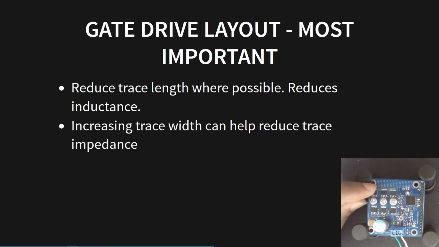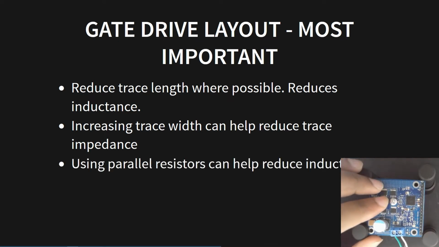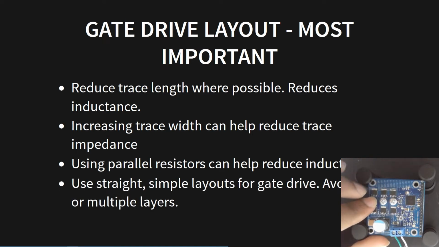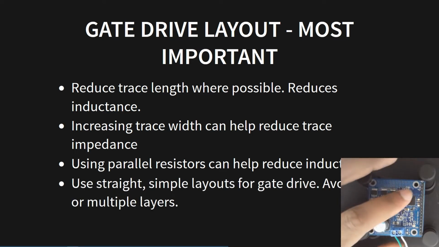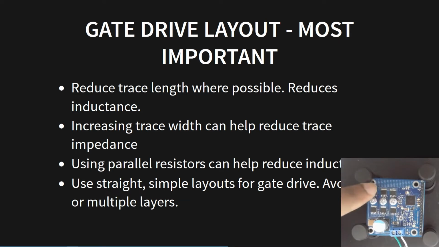I could also increase the trace width, which can help reduce trace impedance. The bigger the width, the less the resistance, and the less resistance, the better. And if I want to reduce the inductance, I could also add resistors in parallel, and there are resistors in series, and you could also add resistors in parallel. And you could also use a straight and simple layout for gate drives. You want to avoid vias, and here there are a couple of vias going from one layer to another layer in order for me to connect from the pre-driver to the MOSFET.